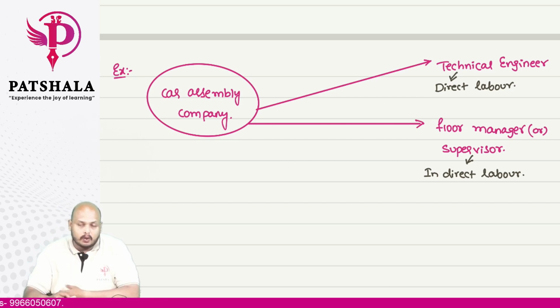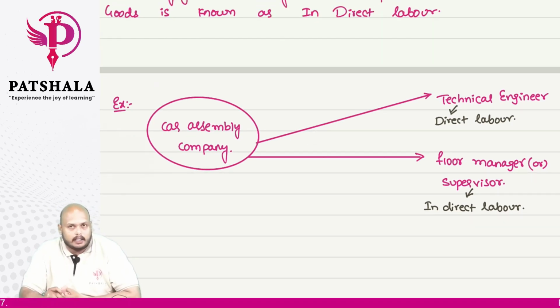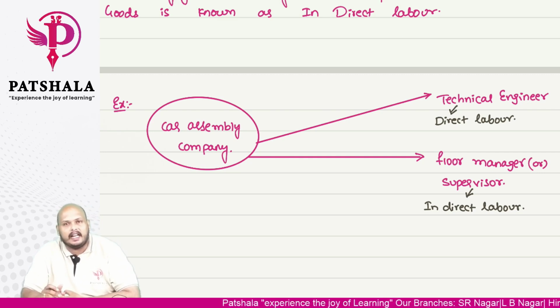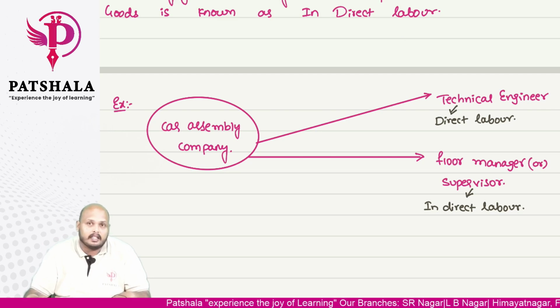Next, coming to the third element, under the elements of cost, the third element is expenses. Again, these expenses have been classified into two types. One is direct expense, another one is indirect expense. Let us see what those are.